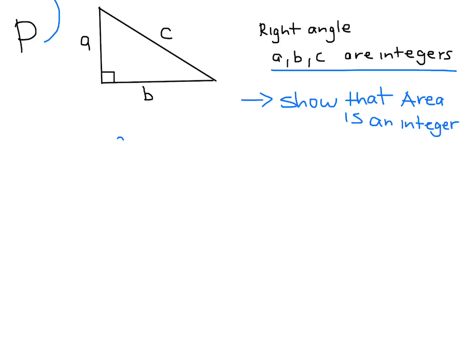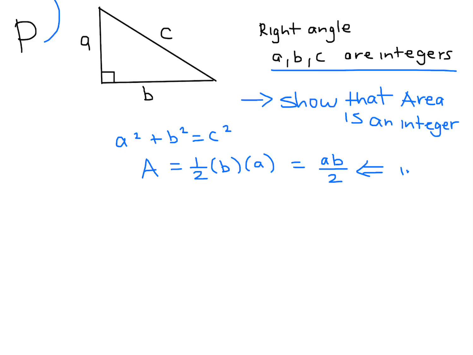So our first relationship, of course, is that a squared plus b squared is equal to c squared, correct? And then the area of this triangle is 1/2 base times height. We'll let b equal the base, and for the height we'll let a equal the height. Therefore this becomes a times b over 2. We have to show that this is an integer. A times b over 2 is an integer. So how do we do that?